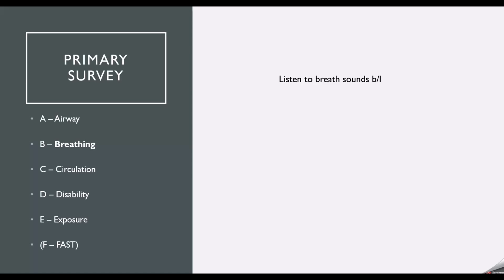Breathing is done by listening to bilateral chest sounds, and you'll hear the inspiration. So if they are, then you know that both lungs are okay. At this point, if you only hear one-sided lung sounds, then you potentially should be looking for something like a pneumothorax, a hemothorax, stuff along that line.